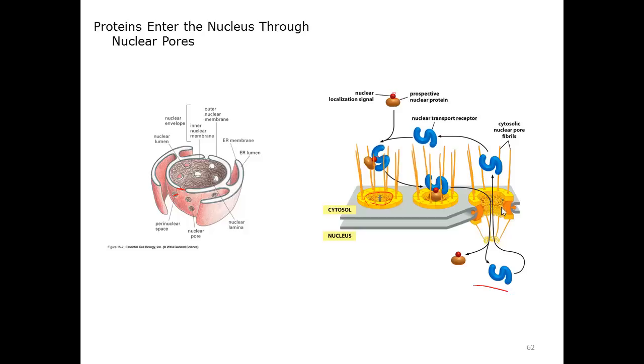Now, because it's so large, many molecules are capable of going in and out of the nuclear pore on their own, but that would be down diffusion gradients and stochastic. Here, this is the very specific import of proteins into the nucleus.